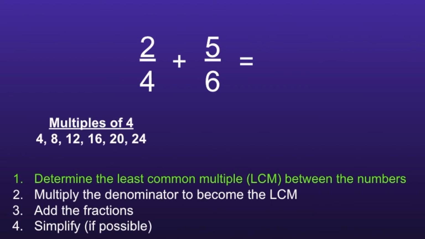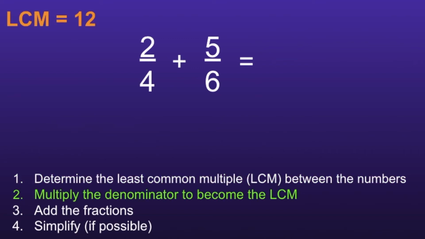The multiples of 4 are 4, 8, 12, 16, 20, 24. The multiples of 6 are 6, 12, 18, 24. And we can see, looking at those multiples, that the least common multiple, or LCM, is going to be 12. So we want both of our denominators to be 12. Step 2. Multiply the denominator to become the LCM.